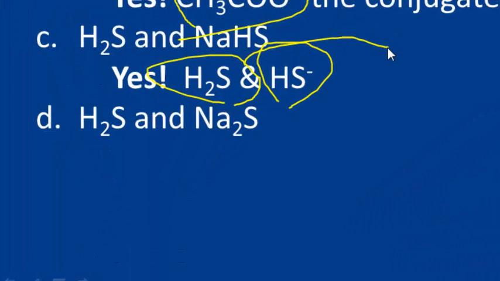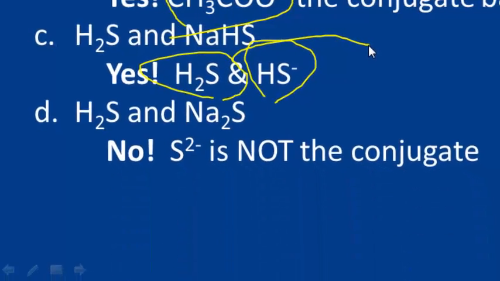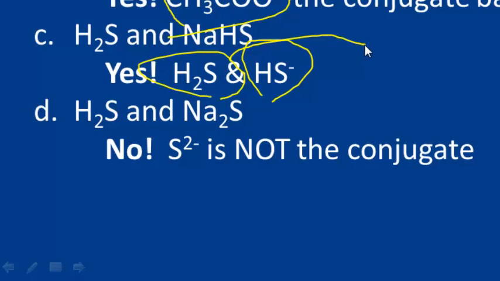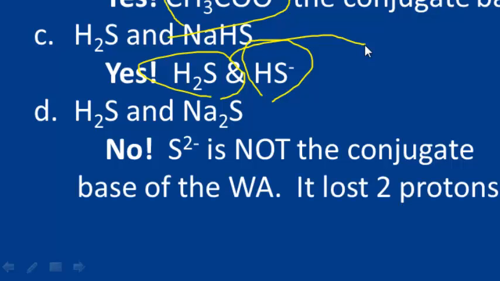Last question. Hydrosulfuric acid and sodium sulfide, is that a buffer? The answer is no. It would only be a buffer if it's lost one proton. That compound is without two protons, so that is not the correct conjugate base of that buffer. So it lost two protons.